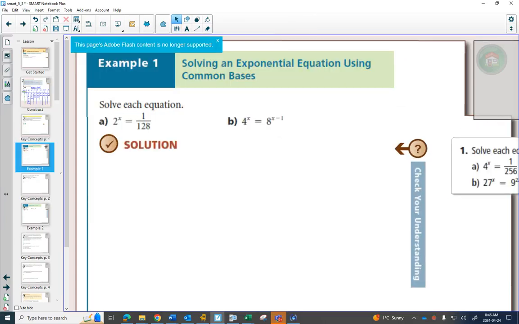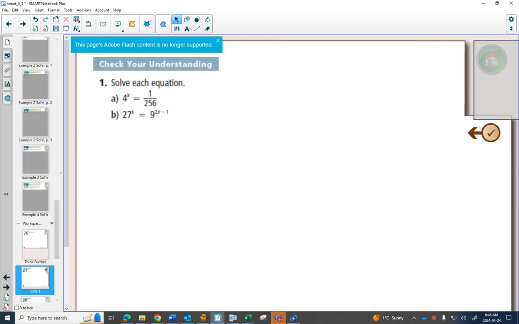So this is going to be our goal without calculator. We're going to look at the numbers. We're going to use all of our exponent laws, and our goal is to get one power on one side and one power on the other side with the same base.